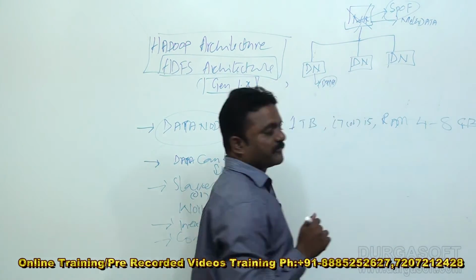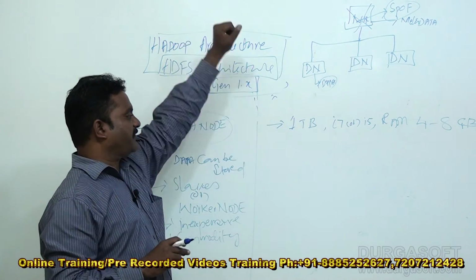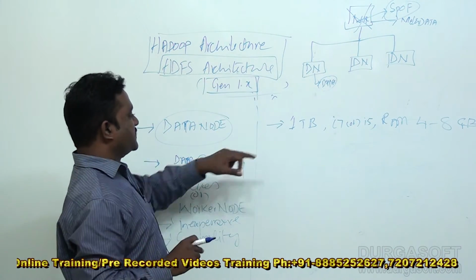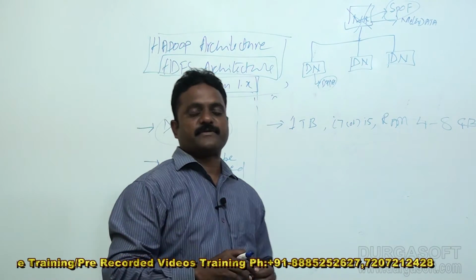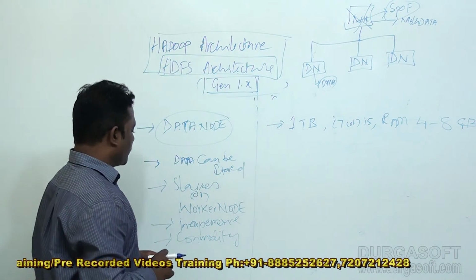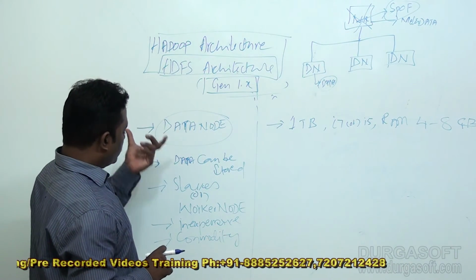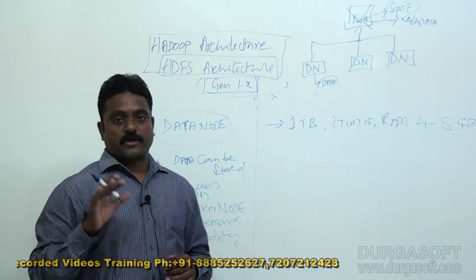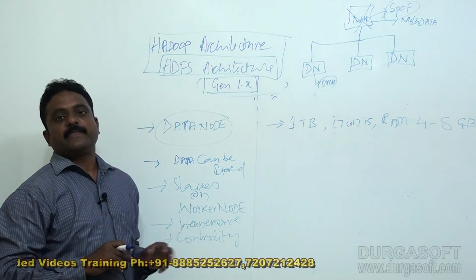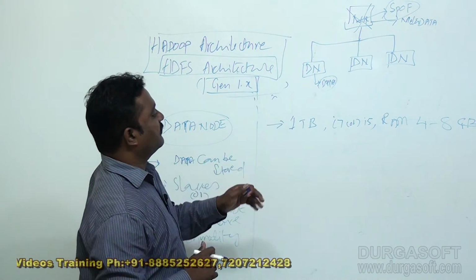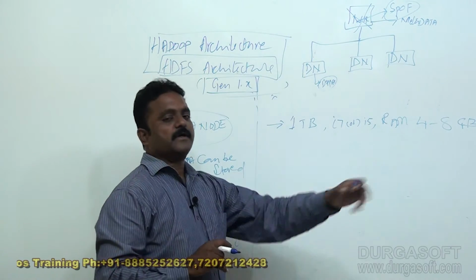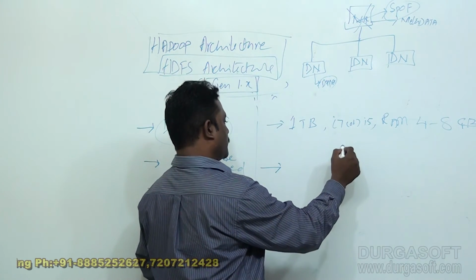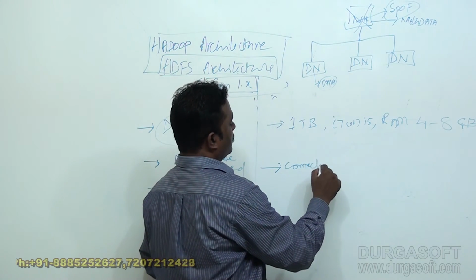So this is the basic configuration of a data node: 1 TB, an i7 or i5 processor, with 4 to 8 or 16 GB of RAM. This is the commodity hardware. The data node is called a slave node or a worker node, and it is very inexpensive, meaning commodity hardware, with a hardware configuration something like that. And the data node would always be connected to a name node.